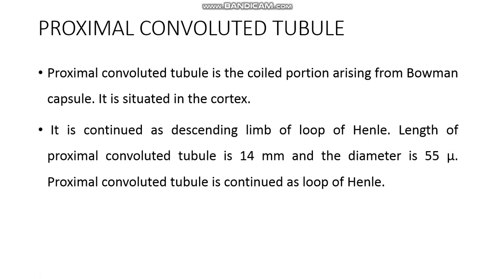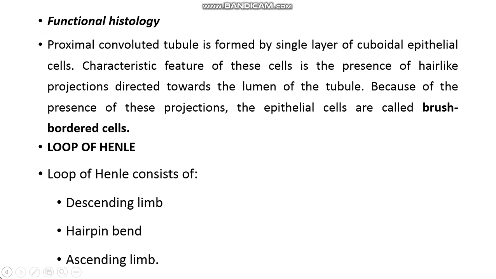So after forming this proximal convoluted tubule, it's continuous as the descending limb of the loop of Henle, and its length is 14 millimeter and its diameter is 55 micrometer. Proximal convoluted tubule is continued as the loop of Henle. Okay, so this is everything we have discussed in the anatomy.